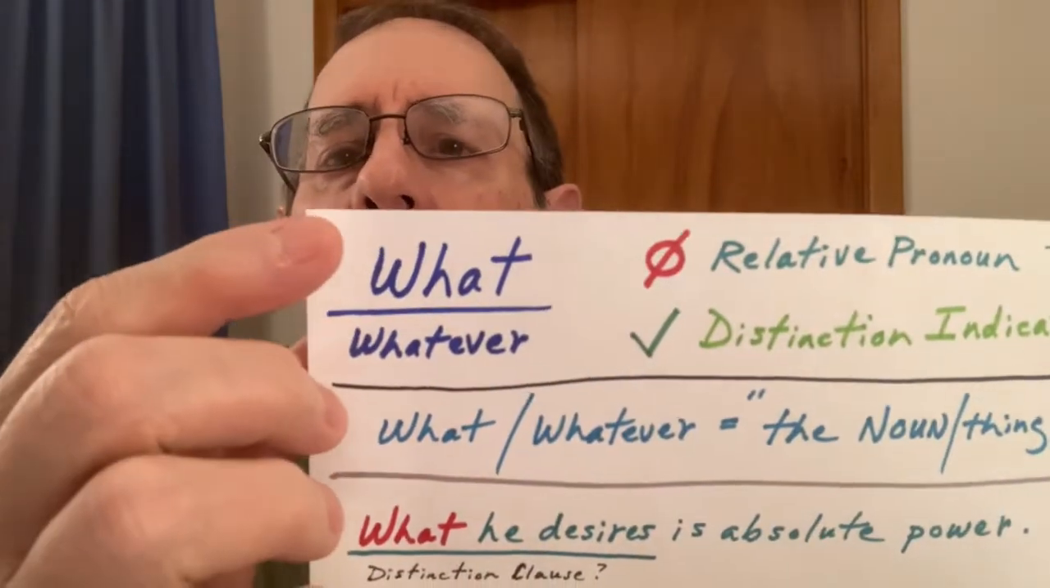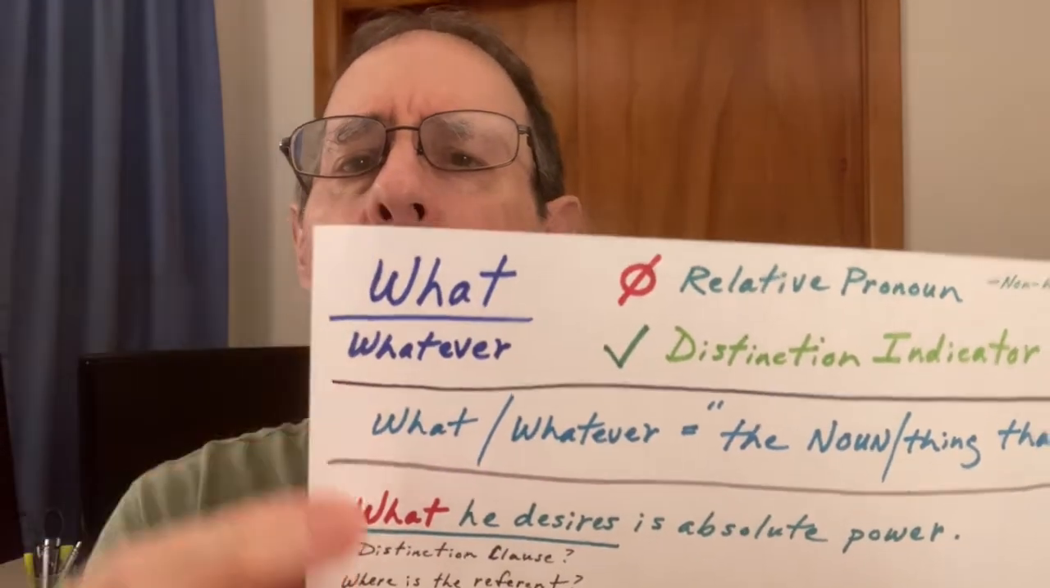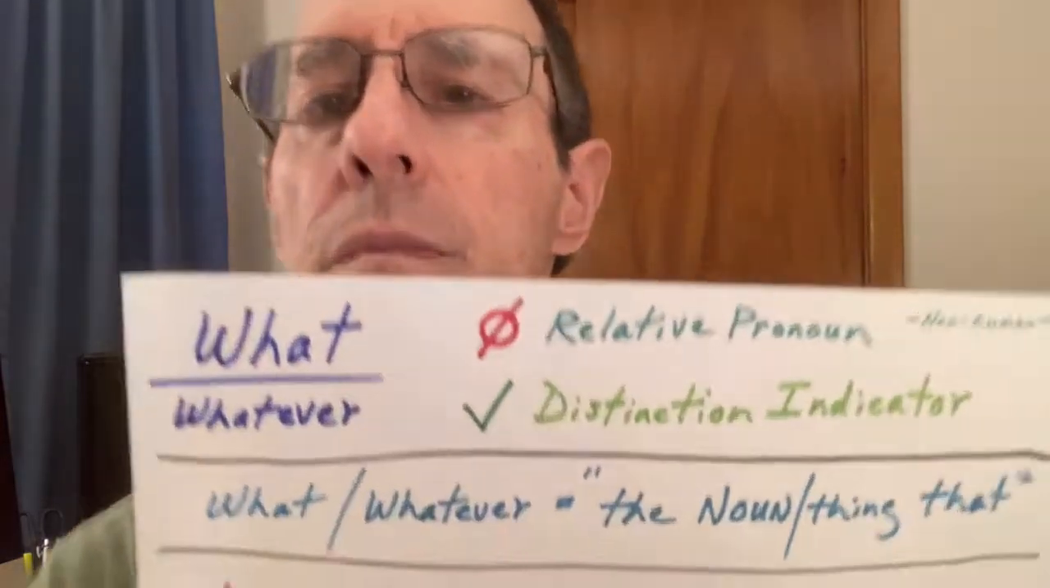Okay, so let's move on to the next two words. What and whatever. What is a simple, single word. Whatever is a compound word. And what the word whatever really means is the thing that, or the noun that. Okay? Now, let's take a look at the word what in action.